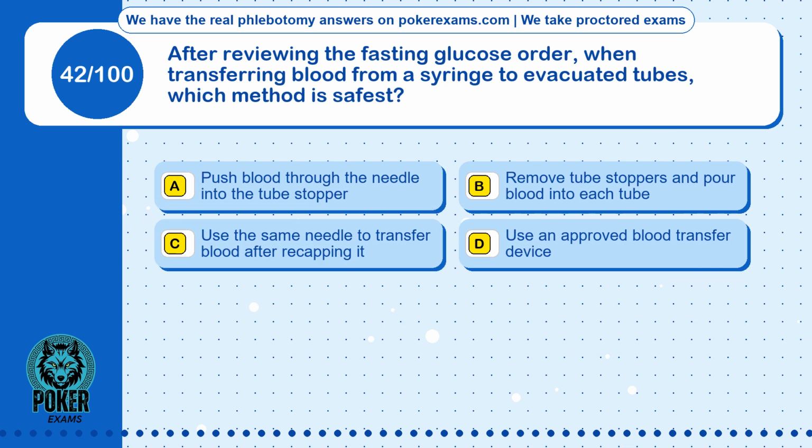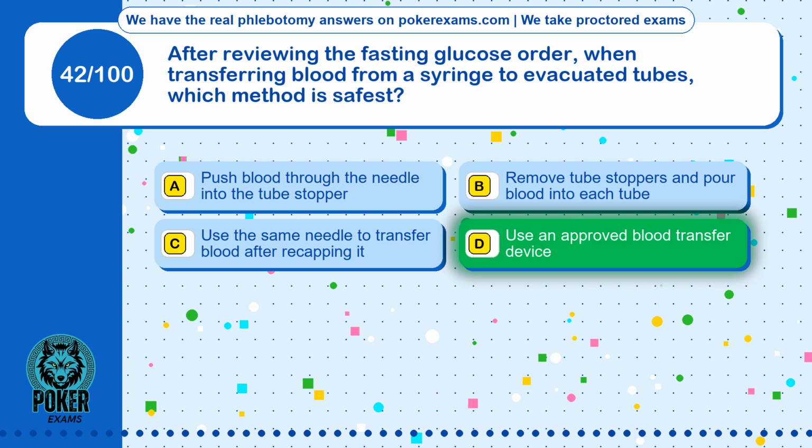Question 42. After reviewing the fasting glucose order, when transferring blood from a syringe to evacuated tubes, which method is safest? Option A, push blood through the needle into the tube stopper. Option B, remove tube stoppers and pour blood into each tube. Option C, use the same needle to transfer blood after recapping it. Option D, use an approved blood transfer device.